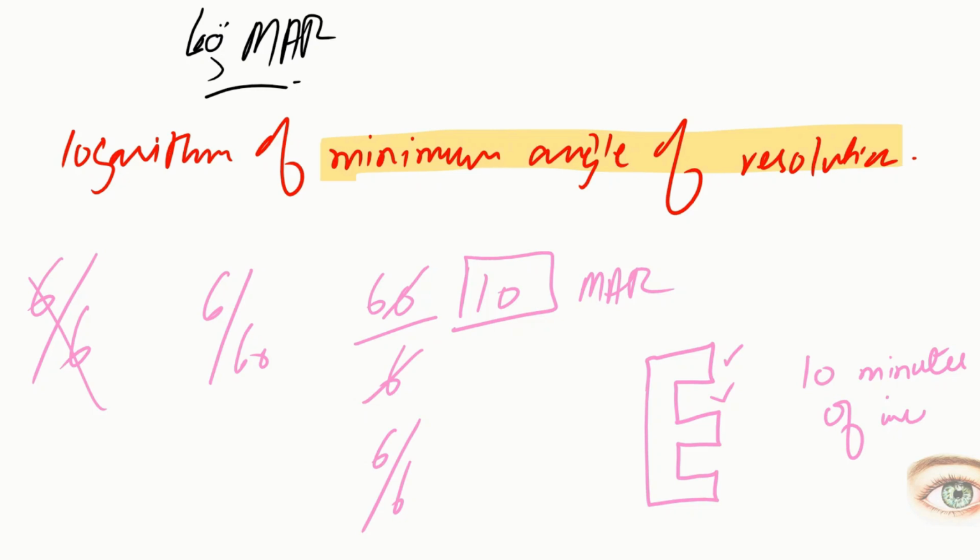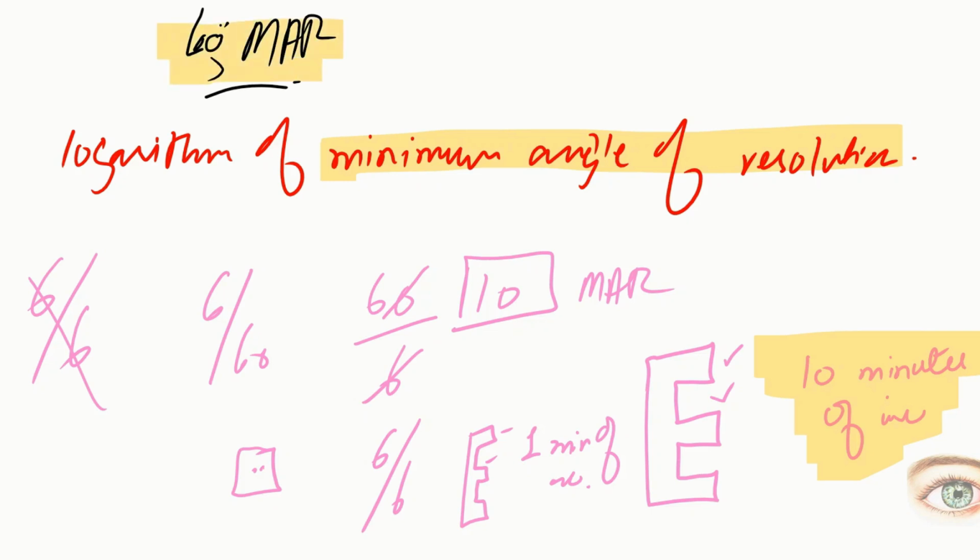And an optotype of 6 by 6 makes an angle of 1 minute of arc, right? So 1 minute of arc is the minimum resolvable angle required to differentiate a space. If you're seeing these two dots as separate, there is an angle of 1 minute of arc. This is the minimum resolvable angle which you need to see things as separate. So a 6 by 60 optotype makes an angle of 10 minutes of arc. What LogMAR tells us is that it takes the logarithm of the minimum angle of resolution.